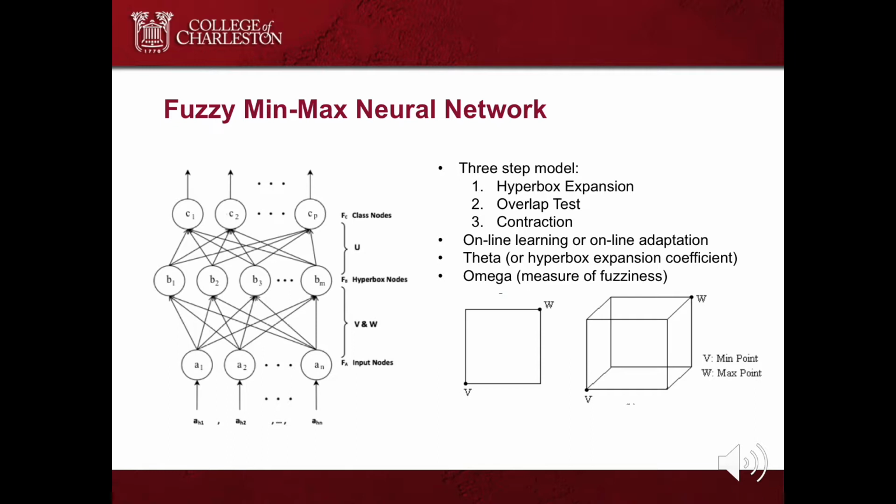The hyperbox expansion coefficient is treated differently under the fuzzy min-max neural network and the enhanced fuzzy min-max neural network. You can read the studies and get a better understanding of the differences, but there are some subtle differences. The two models, the fuzzy min-max neural network and the enhanced fuzzy min-max neural network, also differ in the contraction phase, but the two models are quite similar.